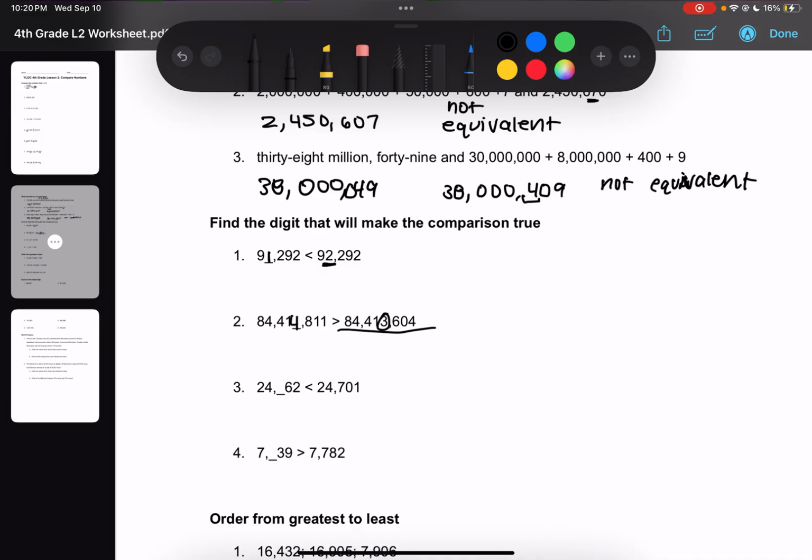For number 3, it's the hundredths place value that's missing, and it's going to be less than the second value, and the hundredths place value in the second one is 7, so anything less than that, so let's just do 6.